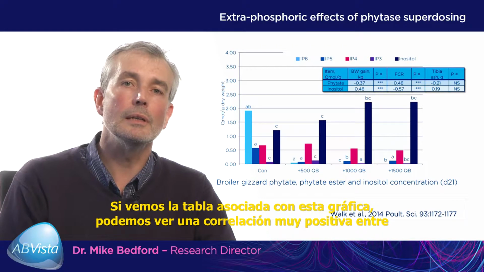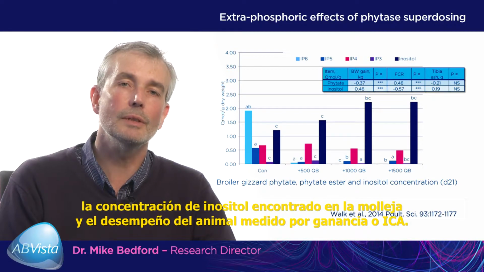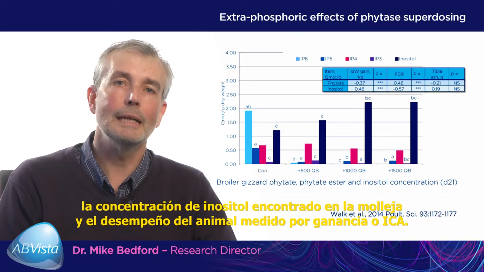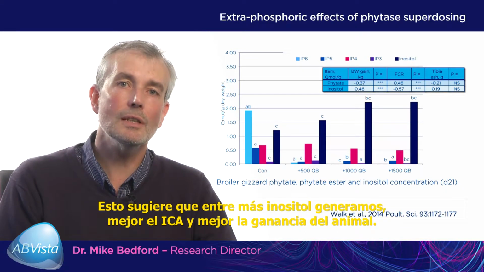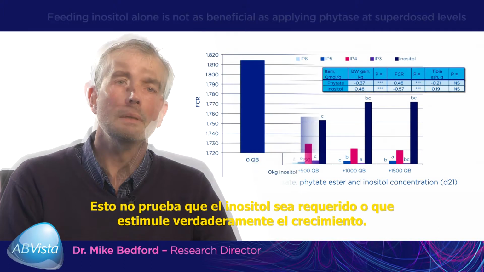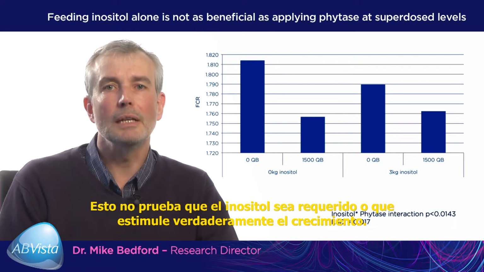Interestingly, if you look at the table associated with this graph, you can see a very highly positive correlation between the concentration of inositol found in the gizzard and the performance of the animal as measured by gain or FCR. So it's suggesting the more inositol we generate, the better the FCR, the better the gain of the animal. This doesn't prove that inositol is required or actually stimulates growth.